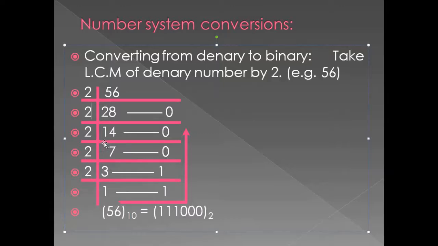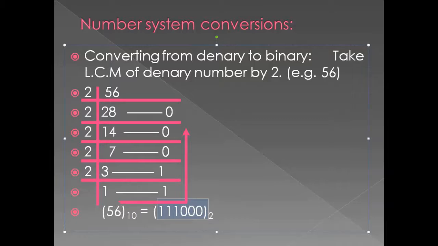2 3s are 6, over here is 7, so 1 is left, make a line and write that 1, the remainder. Then 2 1s is 2, but this is 3, so 1 remainder is left, so write it over here. Now start reading from over here and gradually move upward. 1 1 1 0 0 0, this would be our answer, and this would be the value of 56.